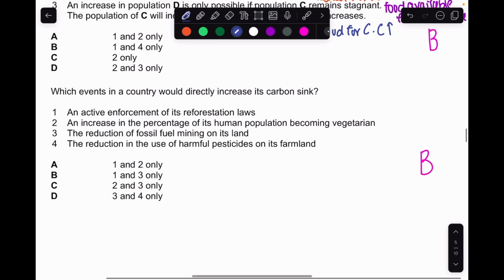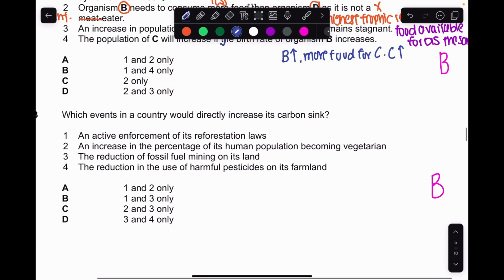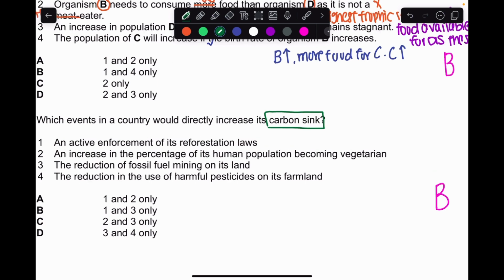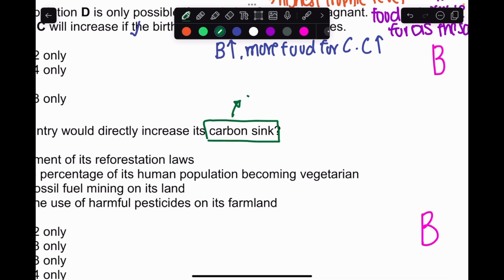Okay, the last MCQ here. Which events in the country would directly increase its carbon sink? Let's recap what a carbon sink is. A carbon sink is kind of like a permanent store, okay, maybe not permanent, but we say it's a long-term store of carbon inside our environment.